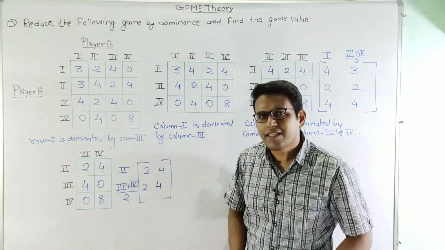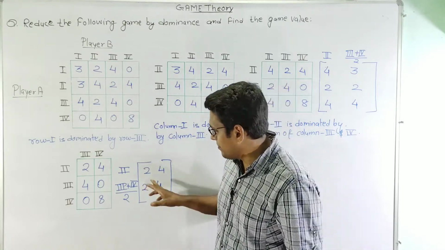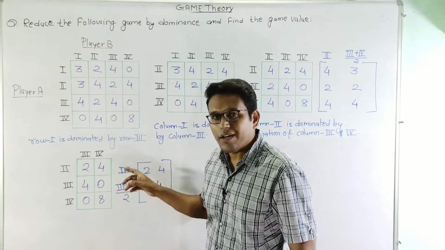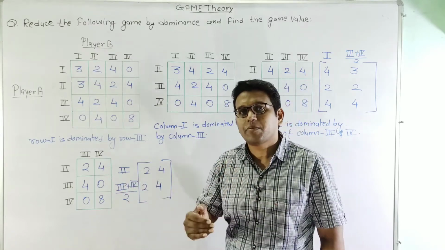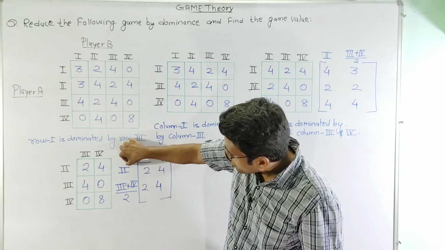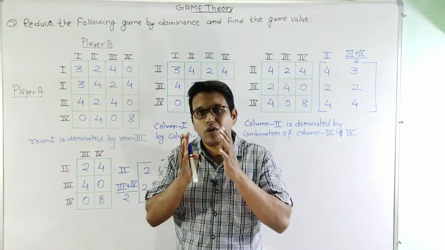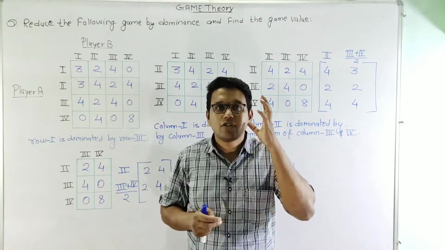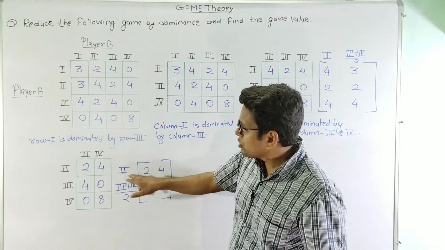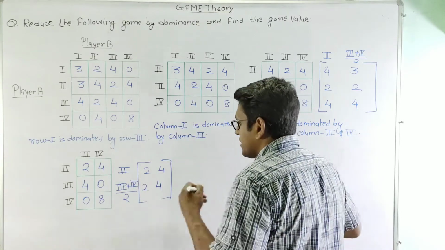Now in this particular case, where the values are equal, we will always assume that the row or column with a single identity, that means a single row or a single column, is always considered as the dominated row or dominated column. So in this example, we will assume that row 2 is dominated by the combination of row 3 and row 4. Similarly, if there is a case of columns also, we will always consider the single column as the dominated column by the other two columns. So from here we can say that row 2 is dominated by the combination of row 3 and row 4. So we will write it here.